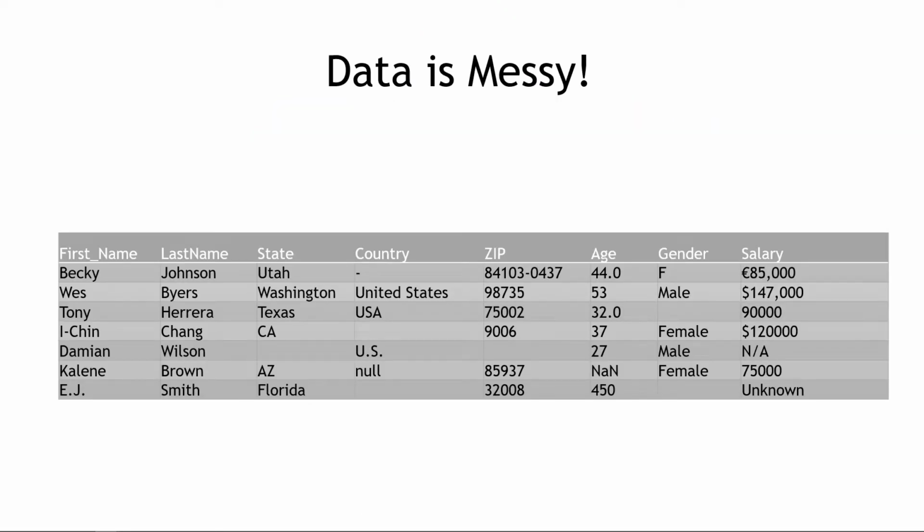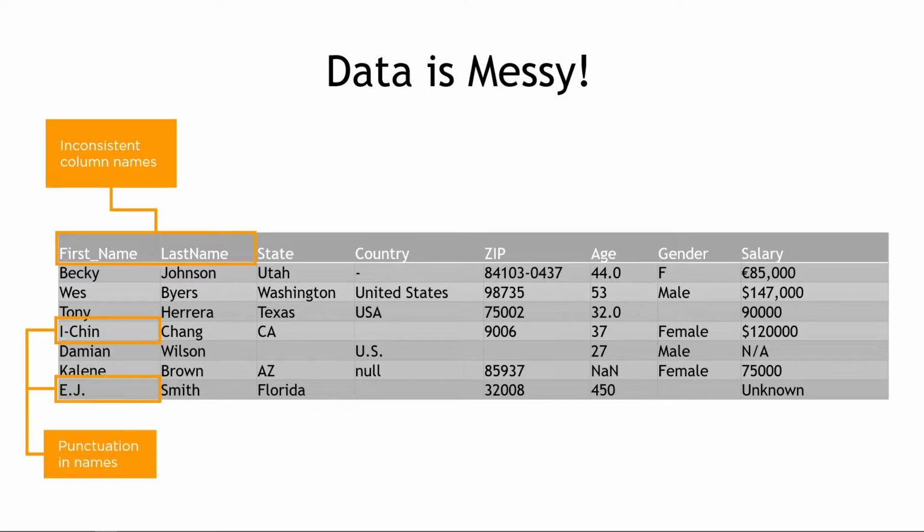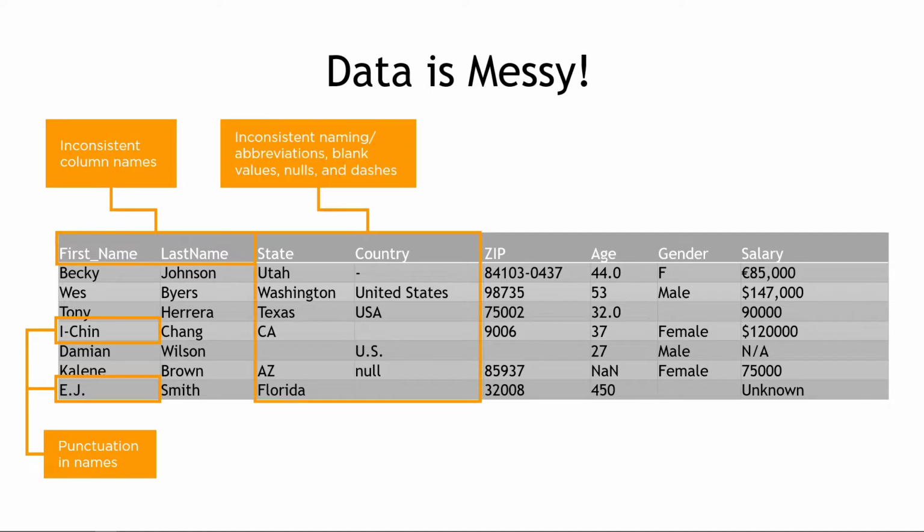Even with just this little data set here on the slide, we have several problems. The column headings aren't consistent, one uses an underscore and one doesn't. In the first name we have punctuation, not necessarily wrong as these are legitimate names, but we need to make sure that we can handle that. In the state and country columns we have inconsistent naming, some abbreviations, some blanks, some nulls, some dashes.